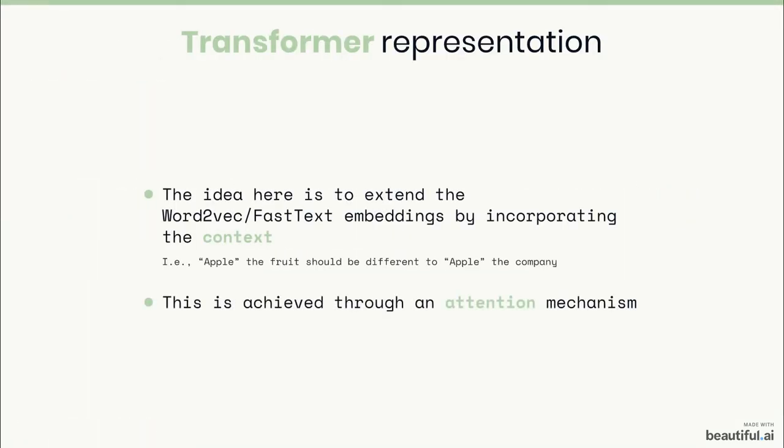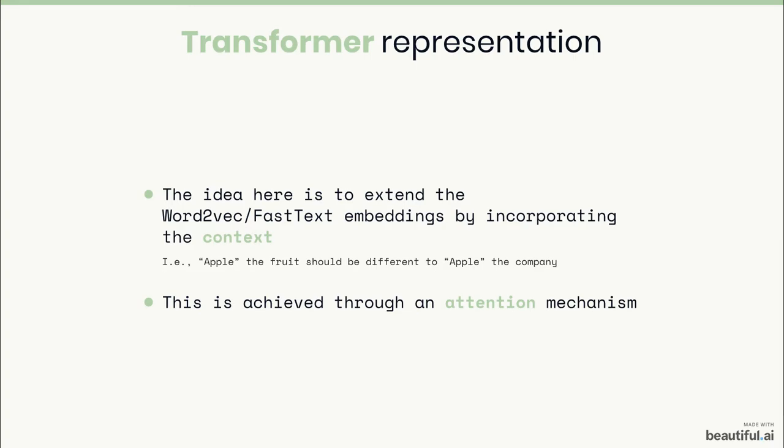So the transformer representation, the idea is to extend the word2vec and fastText embeddings that we saw previously in the last part by also incorporating the context. So we quite like all the positive properties that the word2vec and fastText embeddings have. So we want to maintain all of those while also incorporating the context. So by context, we mean the words occurring in the document.